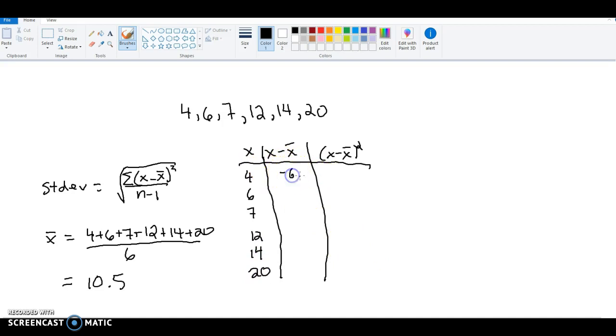So we get negative 6.5 here, negative 4.5, negative 3.5, 1.5. 14 minus 10.5 is 3.5. And then 9.5, since 20 minus 10.5 is 9.5. So let's square each of those values to come up with the last column.